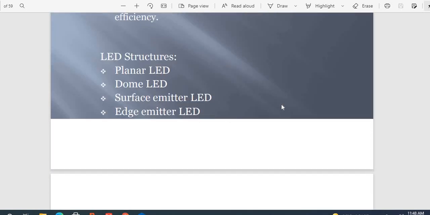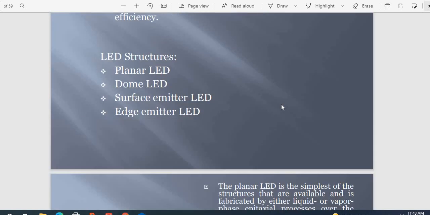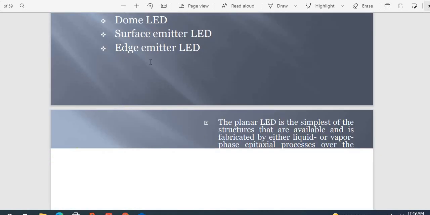Similarly, LED structures. Based on that, how many types of structures are we going to see? The first is planar LED, second is dome LED, then surface emitted LED and edge emitted LED. These are the three to four different types of LEDs we have. We are going to see how each LED works and what essential elements it should follow. These are the parameters we need to consider for LED structures. So we will proceed now with the internal structures and diagrams of these LED structures.